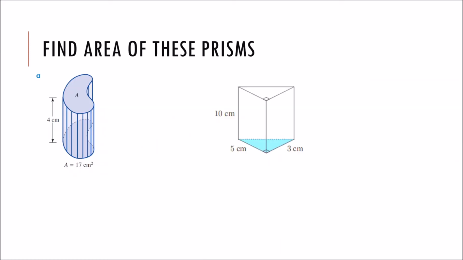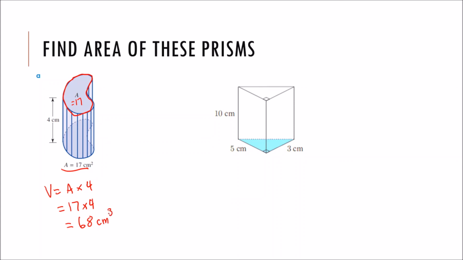In this first one, the area of my top face is hard to calculate, but the good news is it's given to us. We know that the area is equal to 17. So if the volume is equal to the area times the length down, that means my area was 17 times 4, so that's going to be 68 centimeters cubed.